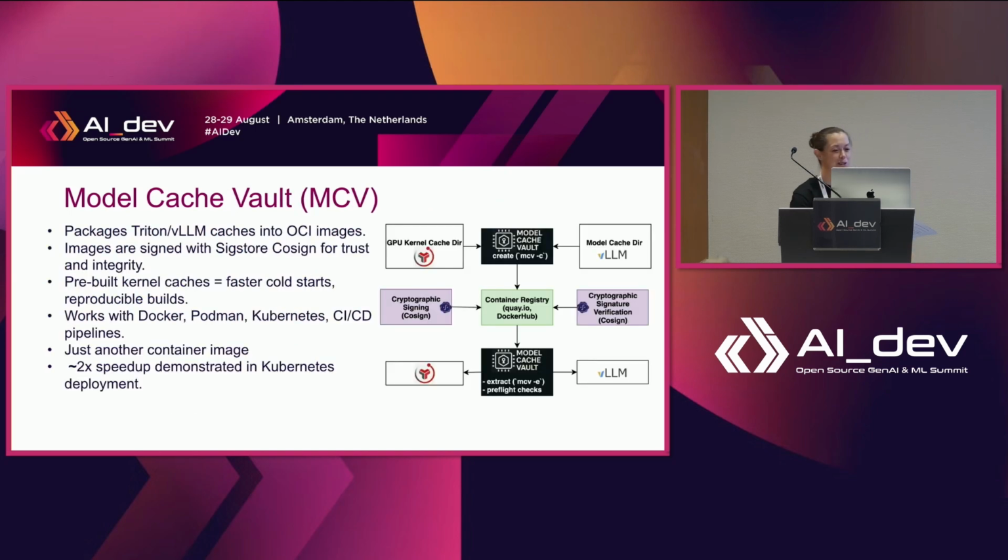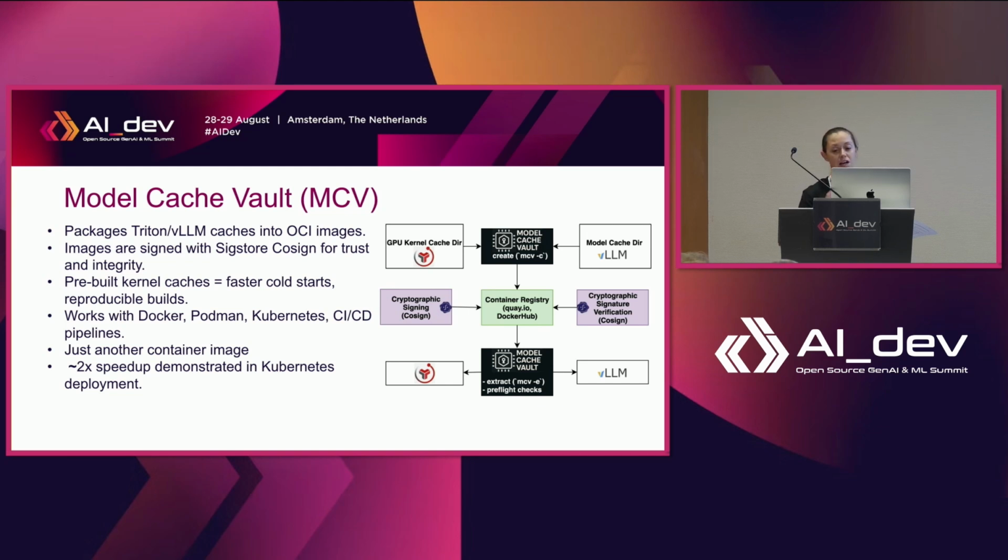So let's talk a little bit about MCV, or Model Cache Vault. As I mentioned earlier on, MCV's role is to package either the Triton kernel cache or the vLLM cache, minus the KV cache, just so everybody is aware, into OCI container images. You do this by simply pointing MCV at your cache directory, whether it's a Triton cache directory or your vLLM cache directory. It then packages that up inside a container image, which can be pushed to a container registry like Quay or Docker Hub. And you can also sign that image using cosign. So that's the push path, let's say.